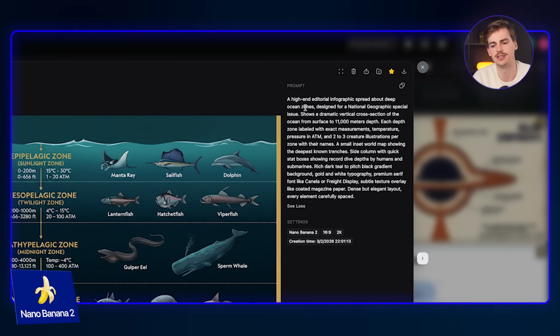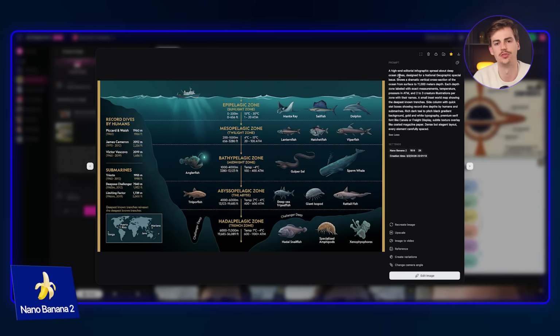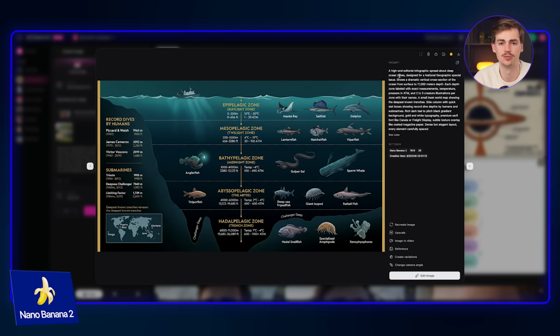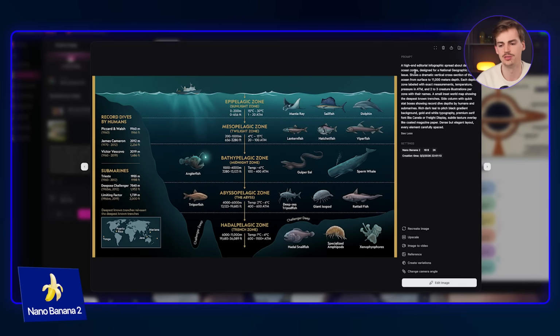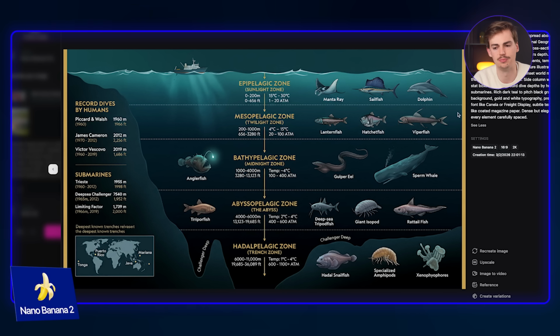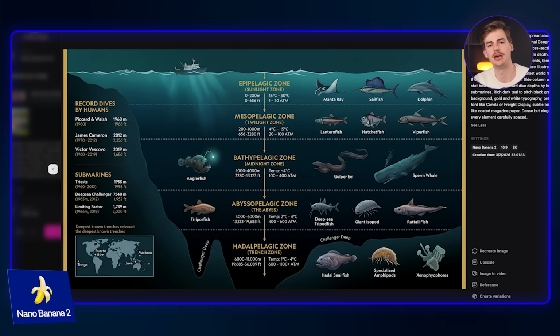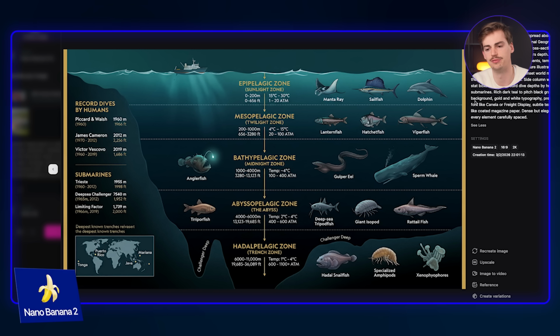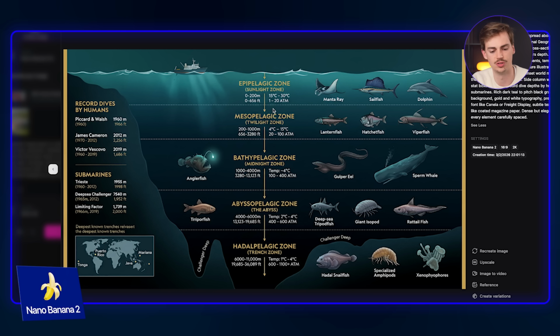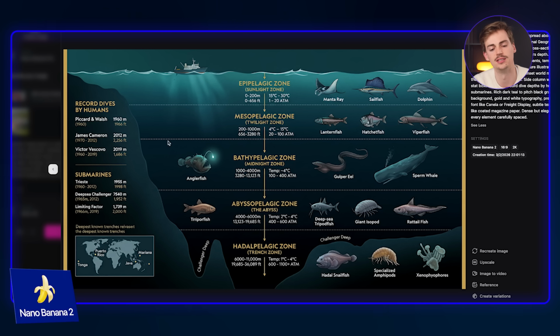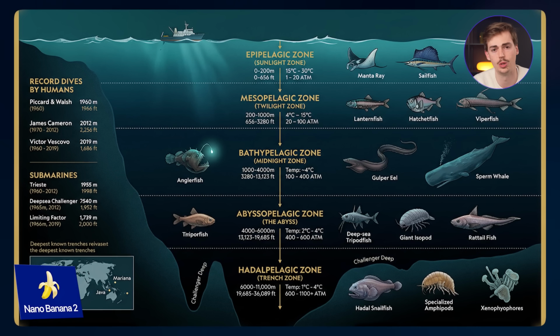To further test how good it is at understanding context and how good it is at implementing that context into images, I set out to make this National Geographic type infographic about the different levels of the deep ocean zones. So what type of creatures are there and what does it look like? And I've added in some details. So this is what we got with Nano Banana 2.